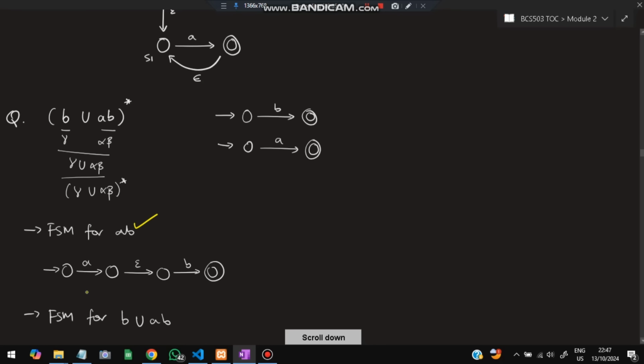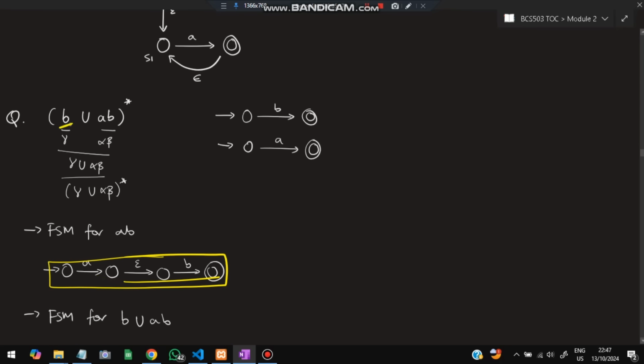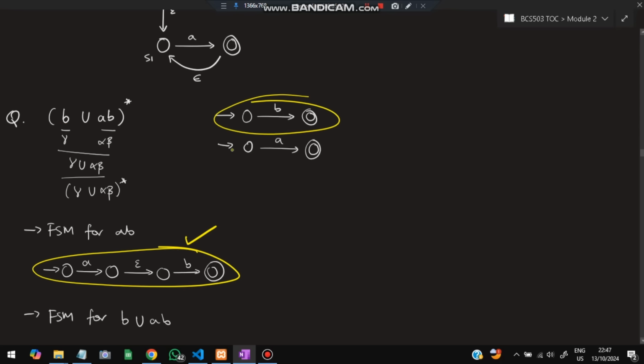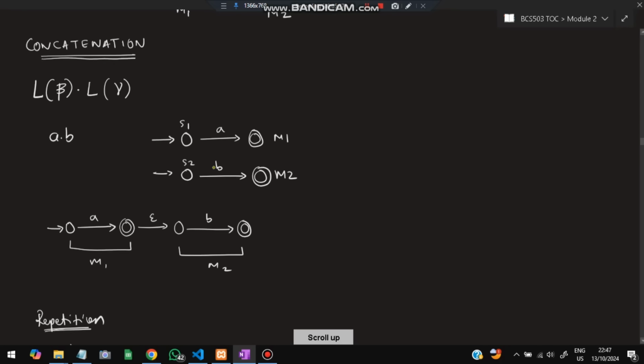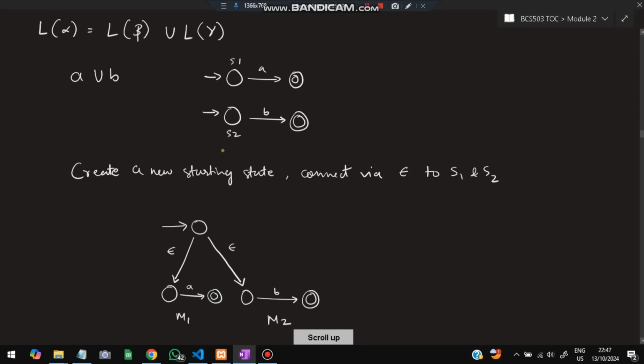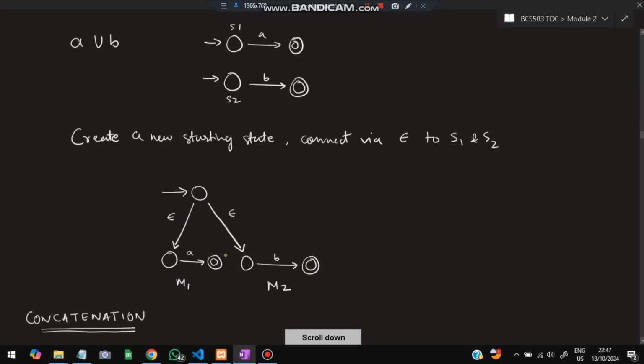So the FSM for AB will be A concatenation B. So AB is this one. Next, I have to do the union of B with this diagram. So B is like this, and AB is like this. I have to do the union between these two. What I told you about the union: if you want to do the union, take a new starting state, epsilon transition to the first state here, second state here. The union is done in the following way.